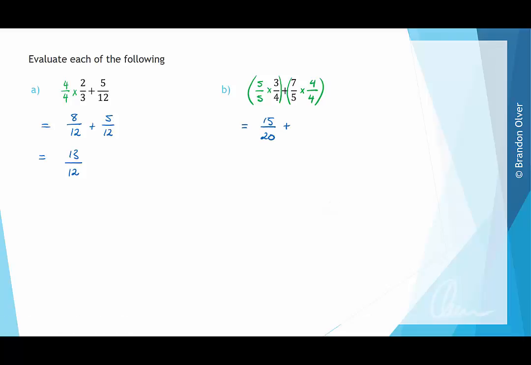And then we will add on to that 7 times 4, which will give 28 divided by 20. So now that we have the same denominator, we just add the numerators. So we have 15 plus 28, which will be 43 divided by 20.